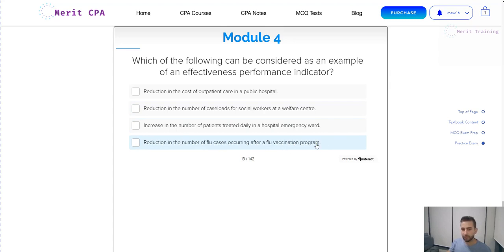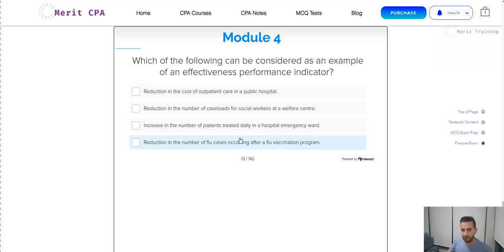Okay, so this is one that we probably can link to objectives, right? If you have a flu vaccination program, what do you think the objective is going to be? It's going to be to immunize many people and reduce the number of cases in society, right? That would be an obvious objective of that program. And if they have reduced the number of flu cases, then they've probably achieved that objective, right?